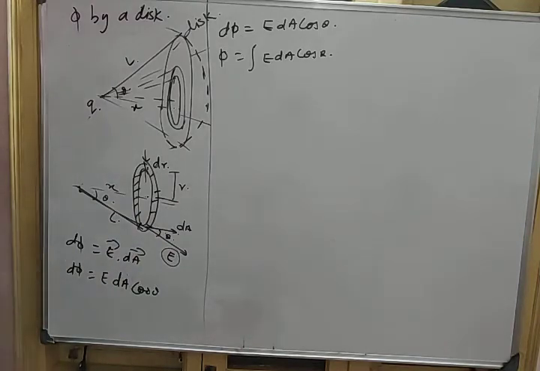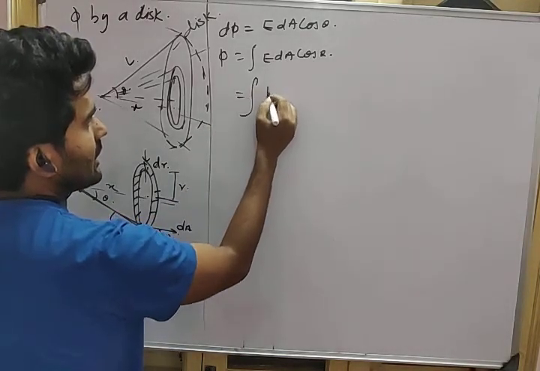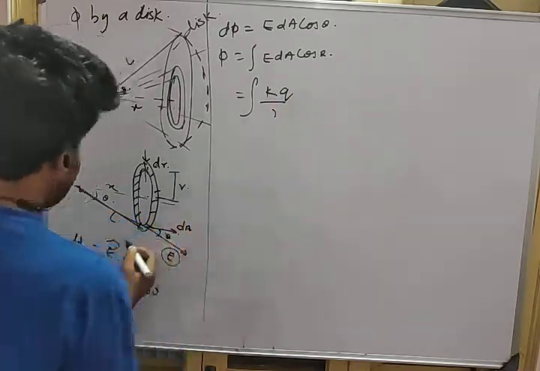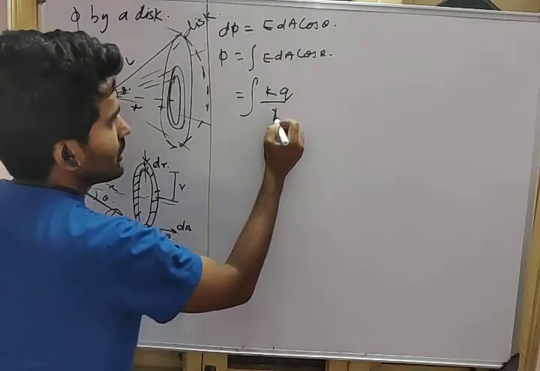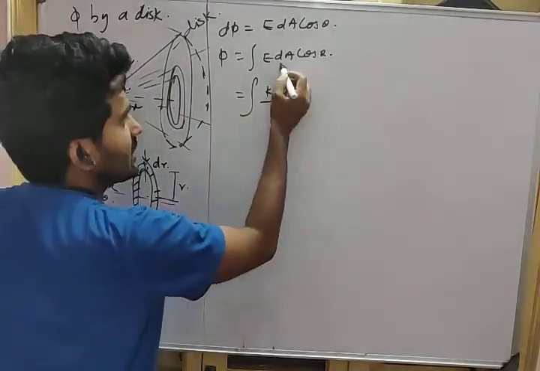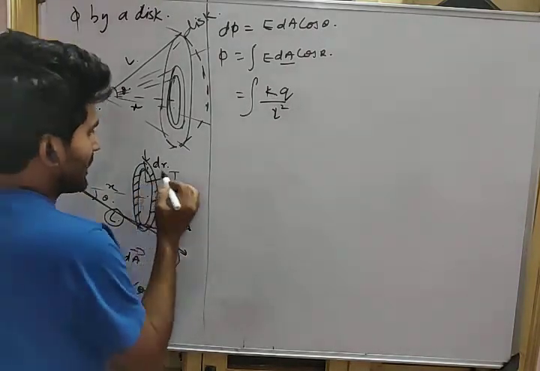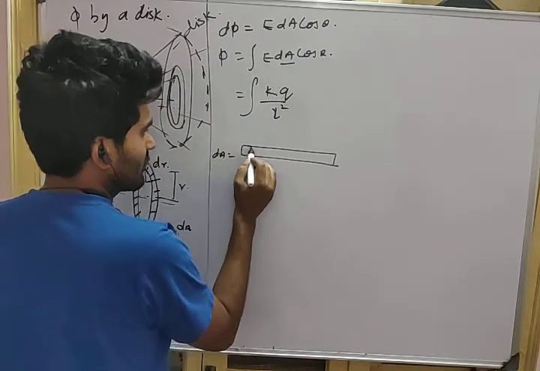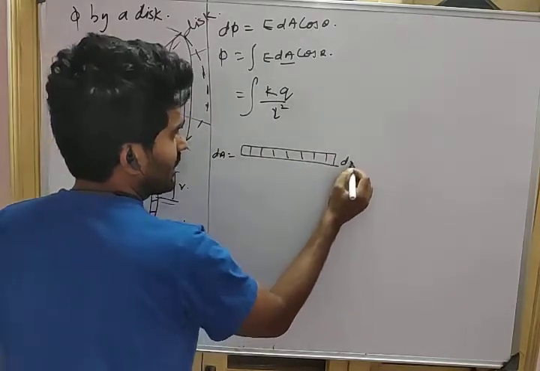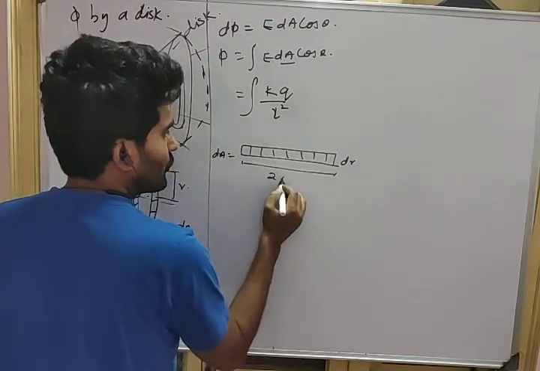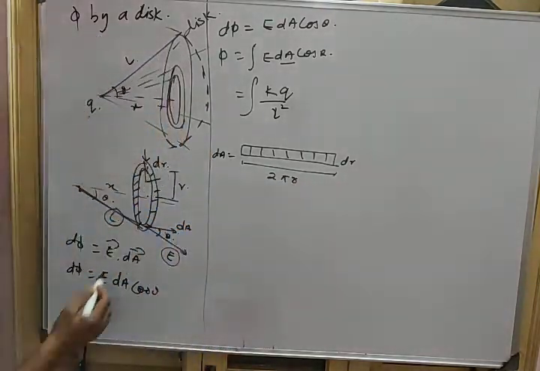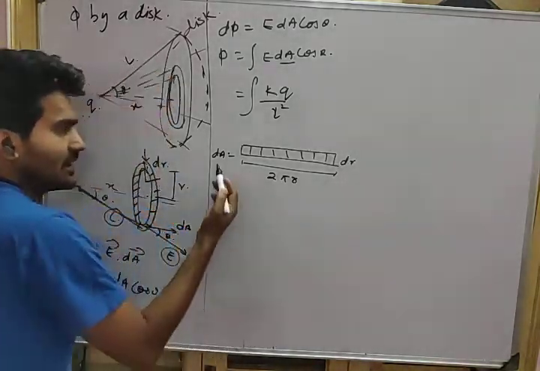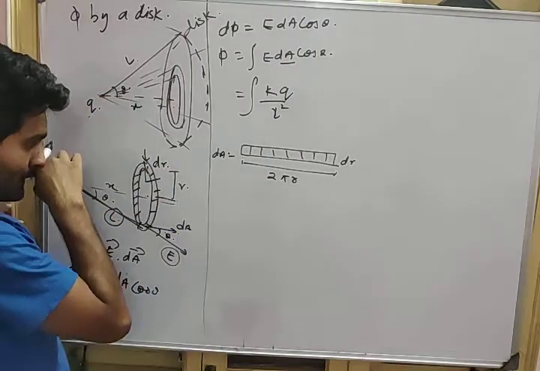So what will we do now? Let's find E. E is kQ by, let's say, L square, right? What is dA? Let's open this and break this, and we'll find the small area dA, which is dr times 2 pi r, since the radius is r. So dA is 2 pi r dr, right?